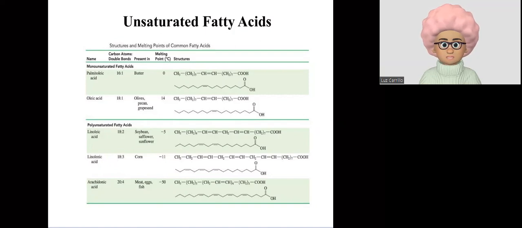And then we can have polyunsaturated fatty acids. These include linoleic acid, which also has 18 carbons, but it has two carbon-carbon double bonds. We have linolenic acid, which has 18 carbons and three double bonds. And lastly, we have arachidonic acid, which has 20 carbons and 4 carbon-carbon double bonds.